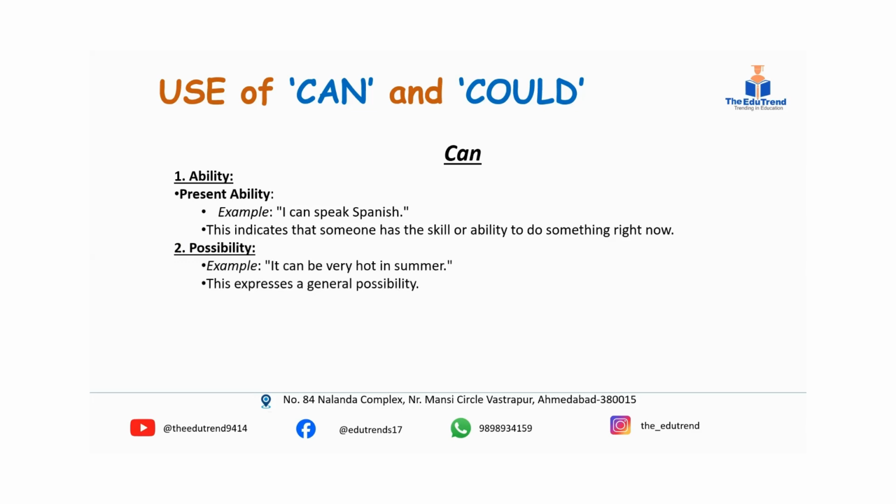Possibilities, kitna possible hai, what is the ratio? It can be very hot in the summer, possibilities hai. Okay, in the summer. So we are talking about the possibilities in the future. We are talking about what can happen in the future. This expresses a general possibility. It's a general one. It's not a sure shot one.